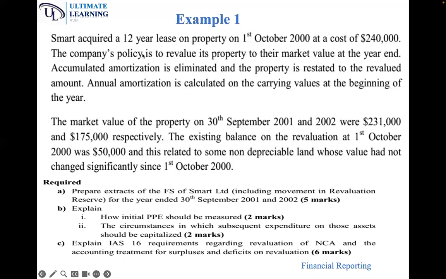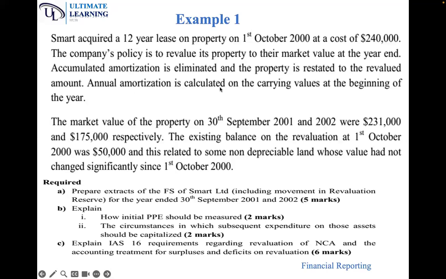Accumulated amortization: we are using the word amortization instead of depreciation because it was a lease. But if you had acquired the asset permanently, we could not have used the word amortization. We would have used the words accumulated depreciation. So if it is an asset that you have acquired forever, you don't use amortization, you use depreciation. So let's read. Accumulated amortization is eliminated and the property is stated at the revalued amount. Annual amortization: where there is amortization, you can think of depreciation.